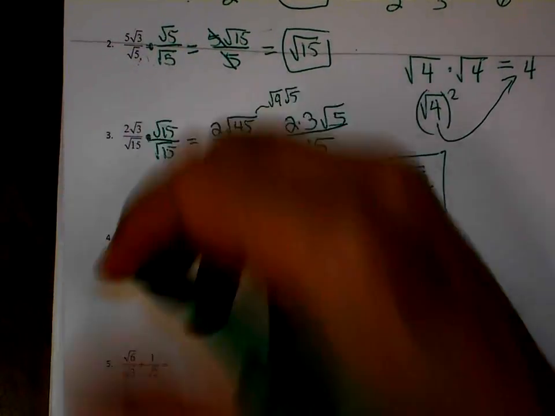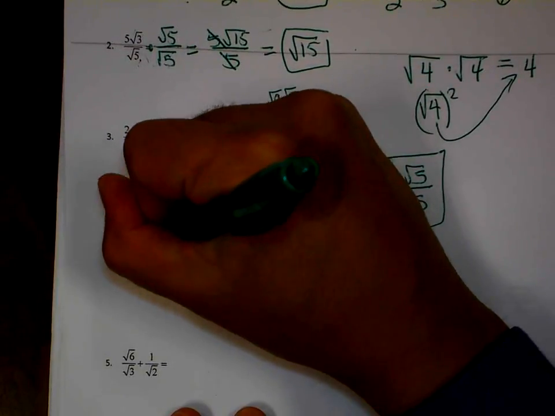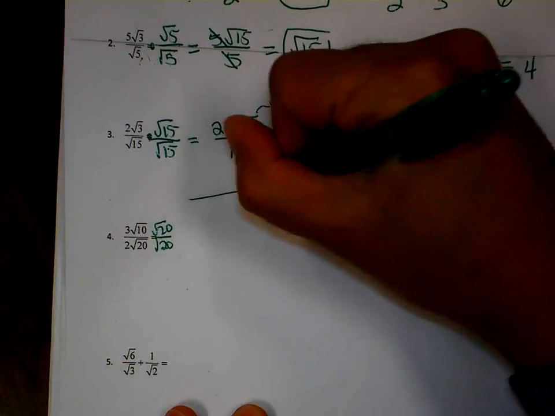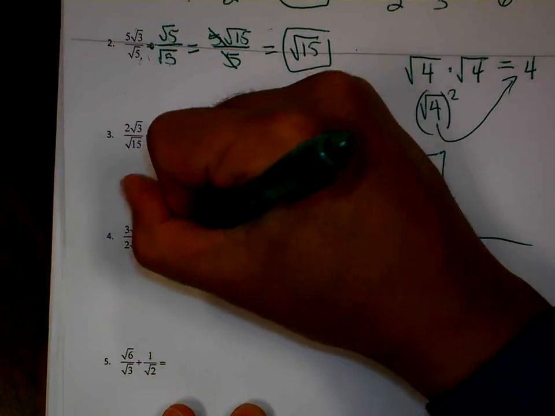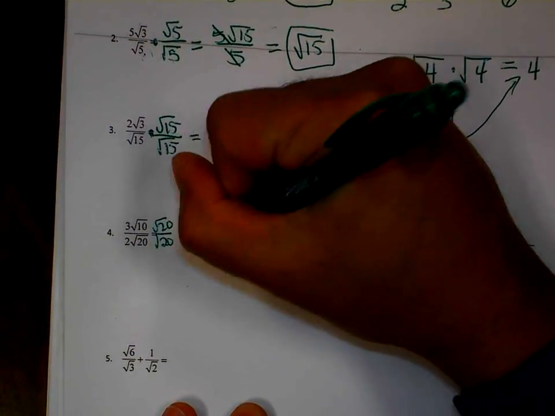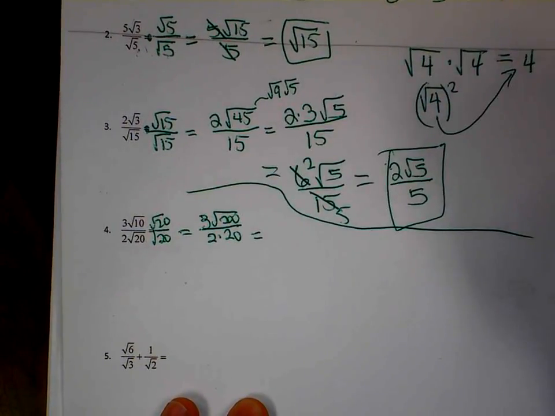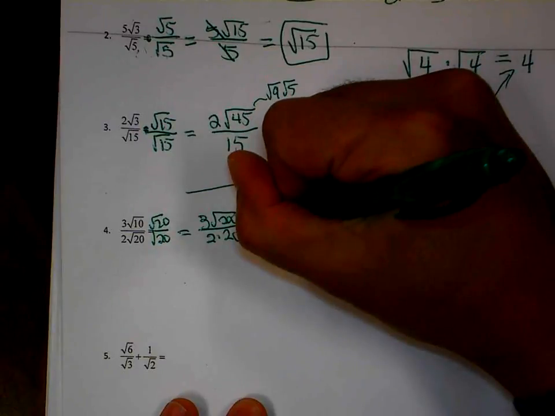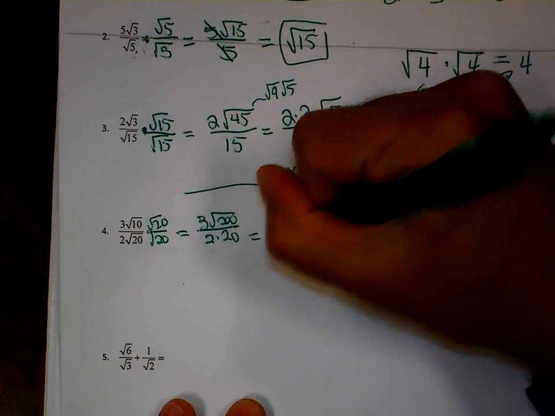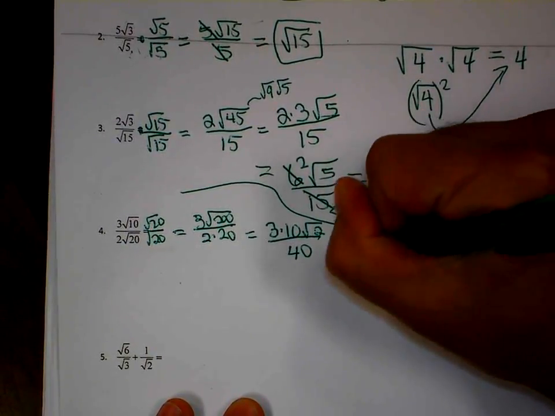So if I multiply the square root of 20 to top and bottom, I get 3 square root of 200 over 2 times 20. Square root of 200 is the same as square root of 2 times square root of 100, so this is 3 times 10 square root of 2 over 40, which is just 30 root 2 over 40.